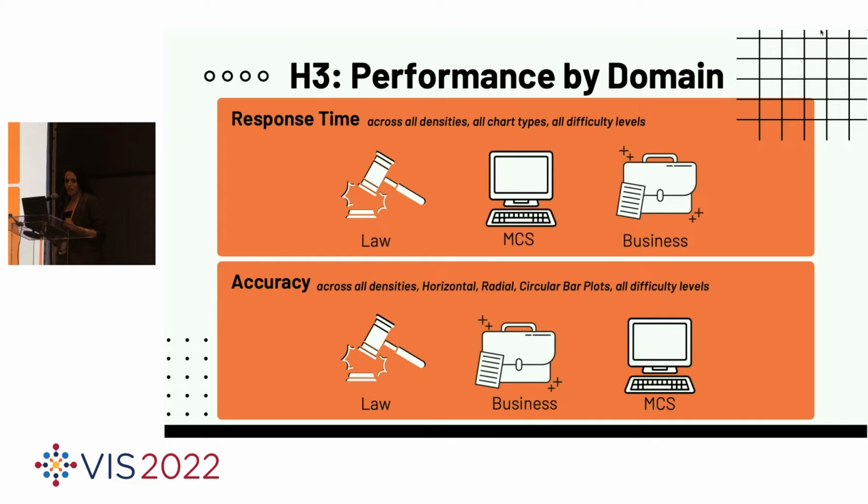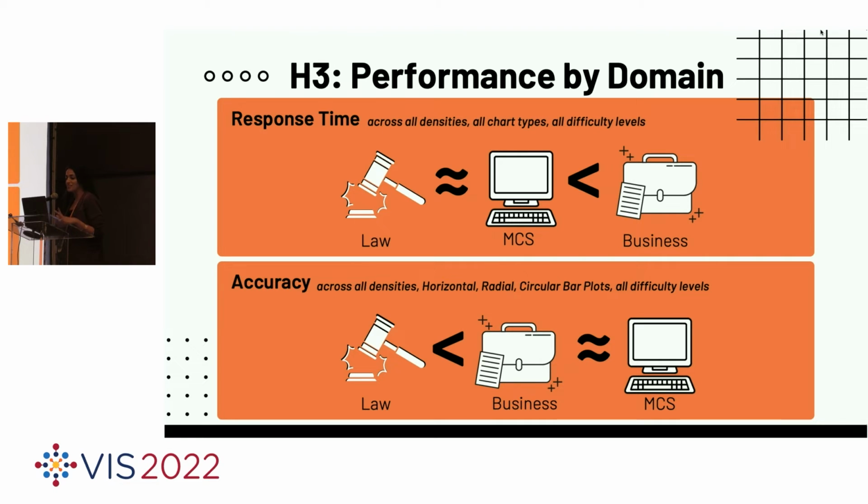So how did our different domains do? For response time, we found that lawyers and math and computer scientists were similarly very quick, while business participants took quite a longer time across all the densities and chart types and task difficulty. And then for accuracy, our lawyers were less accurate than our business and math and computer science participants. So even though the spatial visualization levels were similar for business and lawyers, the business participants tended to have higher response time and higher accuracy than the lawyers and political scientists. So we would call this a time and error trade-off between business and law.